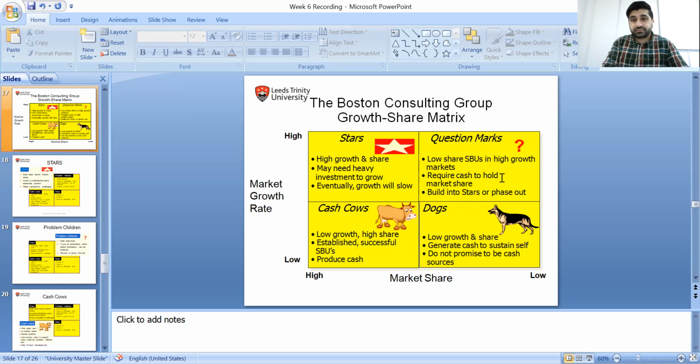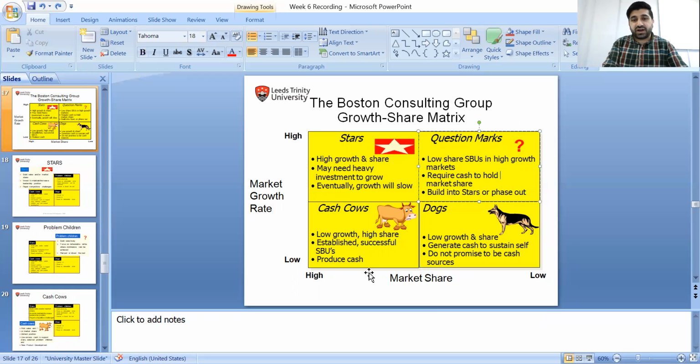Number two, question mark. At this stage, we have a low market share but a high growth rate. We have a low share in a high growth market, requiring cash to hold the market share, and we try to build into a star or phase out. At this point, we have no idea whether our business will be successful or will fail.